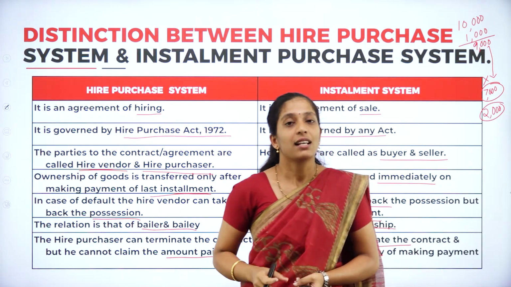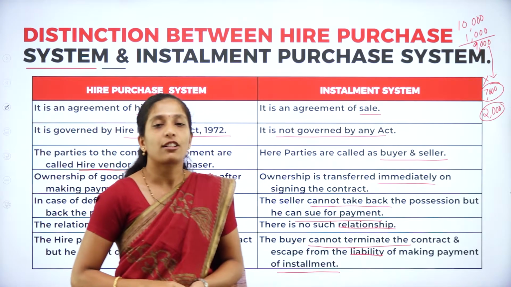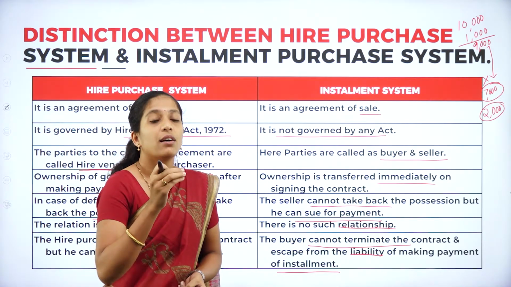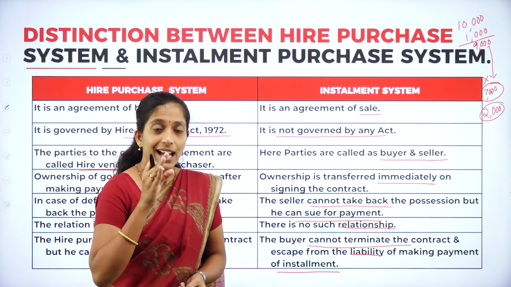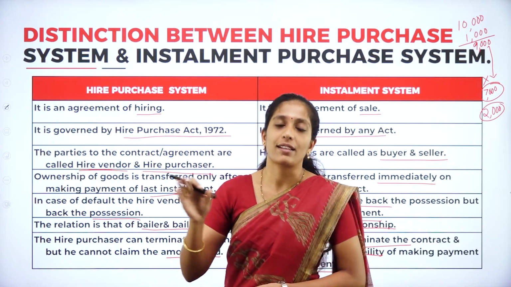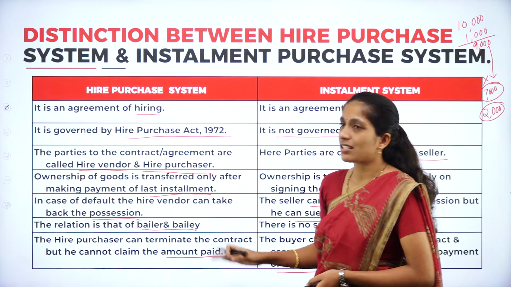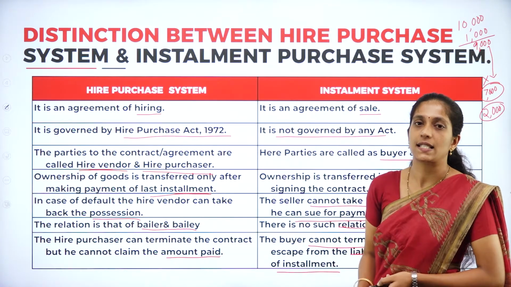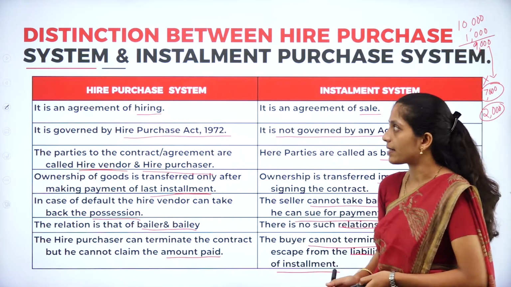But in installment, he cannot terminate the contract. At the same time, whatever amount is to be paid, he has to pay. That is, the buyer has to pay the seller. So these are certain differences between the hire purchase system and the installment system.